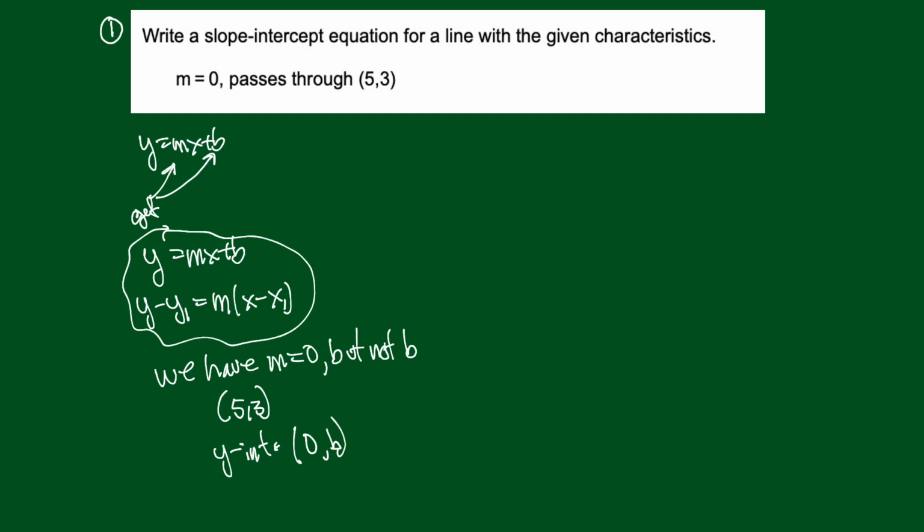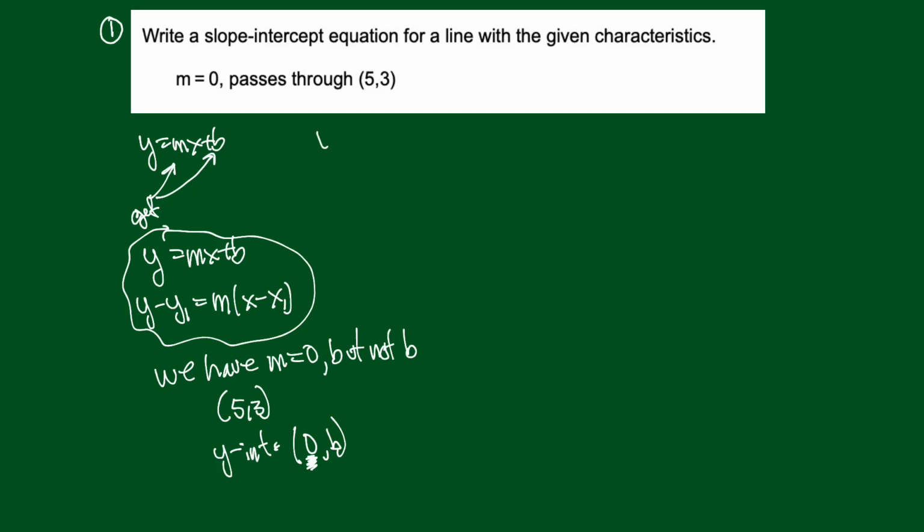So you're not to the left of the y-axis, and you're not to the right. The y-intercept always starts here with a 0. We have 5, 3. So because I don't have m and b, I'm going to use this form. If I don't have both m and b, go directly to this form.